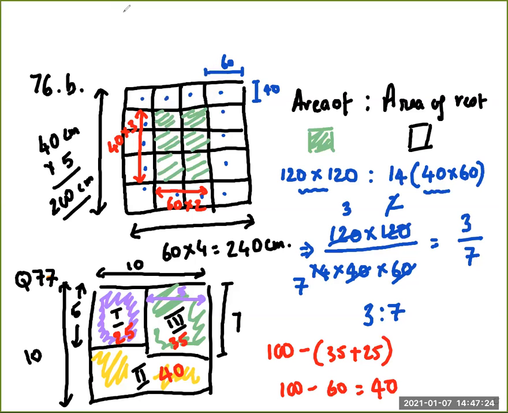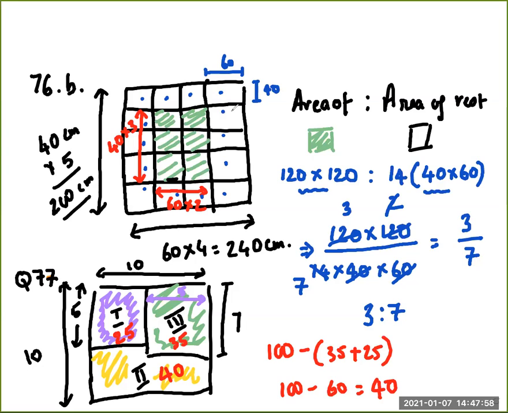So this is the solution to exemplar problems for class 6 NCERT, question 76B from ratio and proportion. The question is, you have been given a shape, a grid, made from several tiles of 60 centimeters by 40 centimeters, and the central part of it, having these 6 tiles, is shaded.